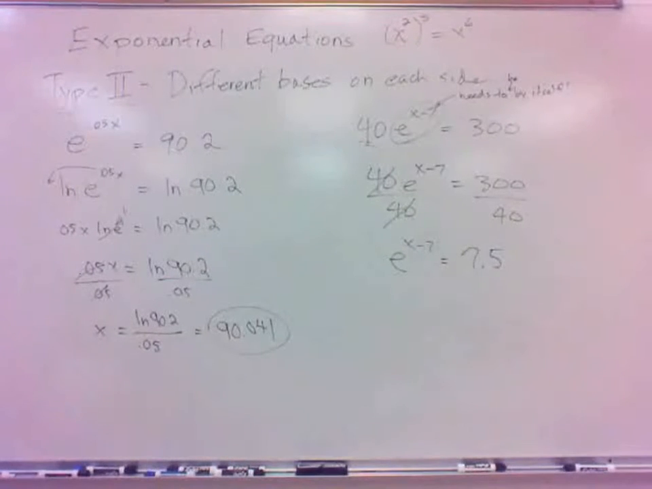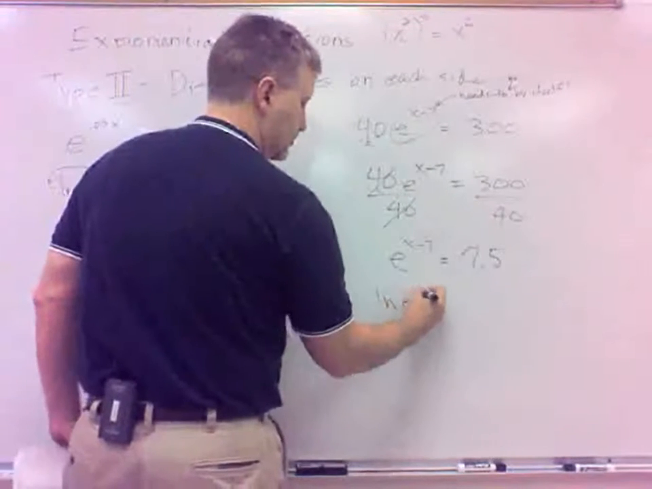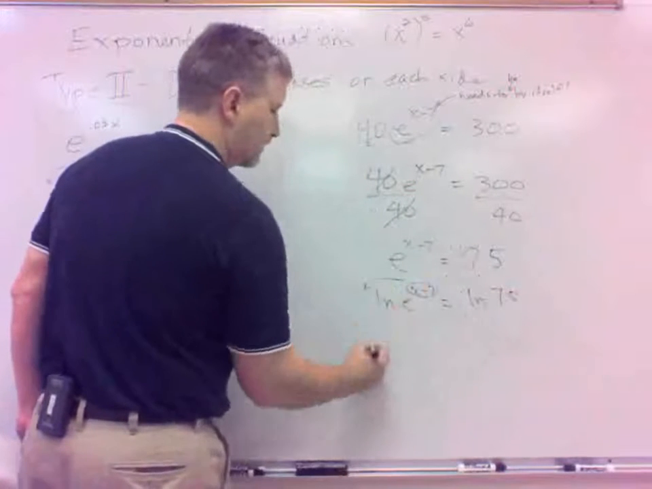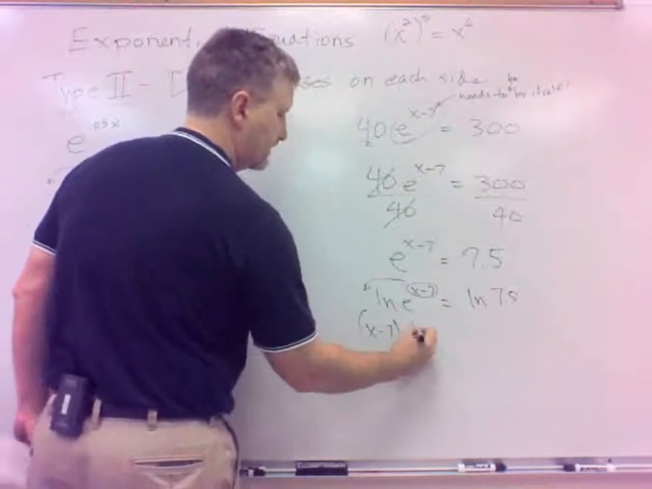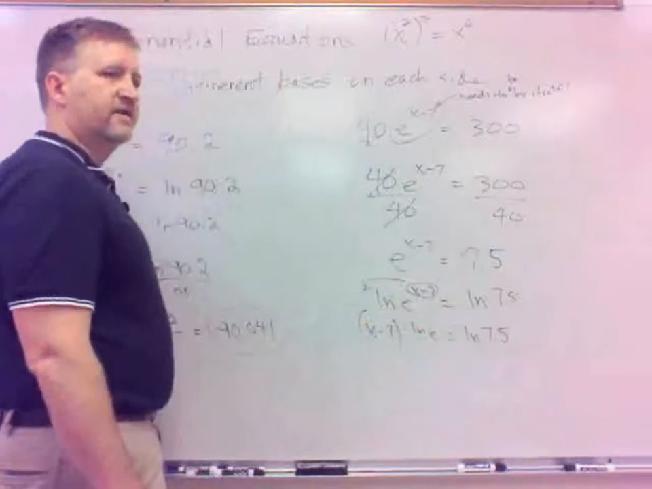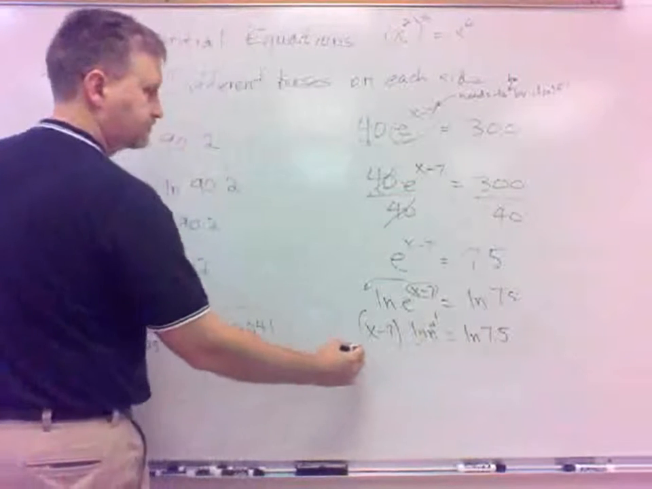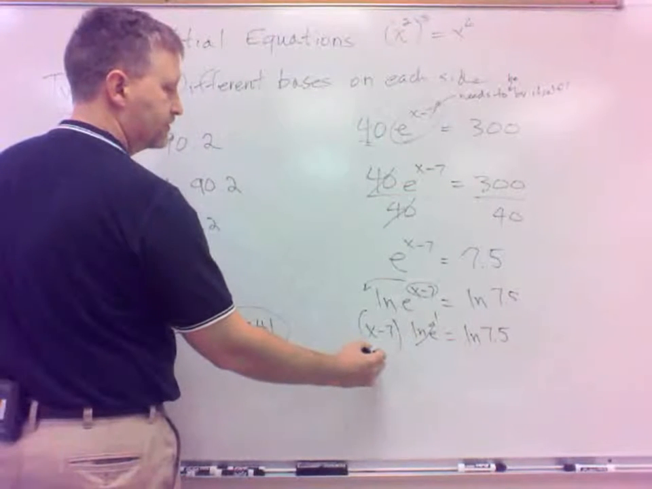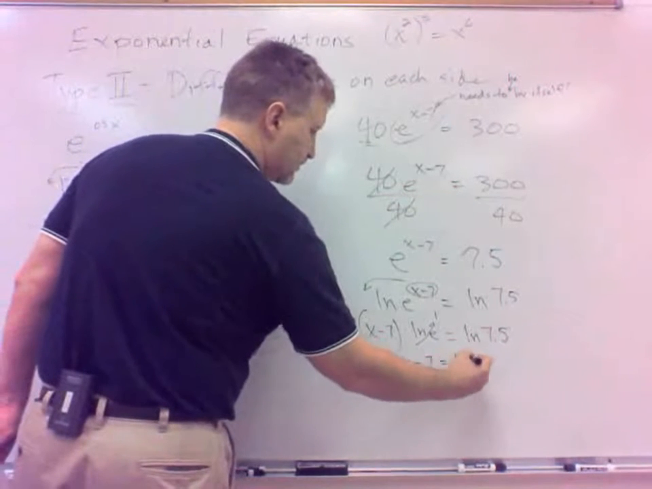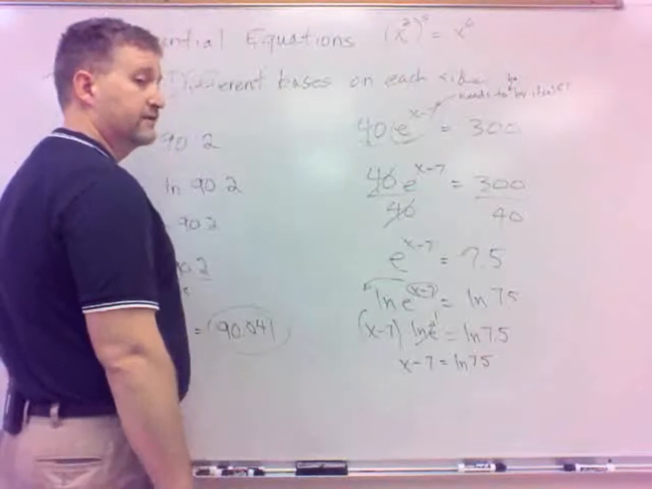Now I can do my thing. I can ln both sides. The power comes out, so I have x minus 7 times the ln of e. Right? But the ln of e is just 1. So my left-hand side is just x minus 7, isn't it? So how to solve for x? I'll need to add 7, don't I?